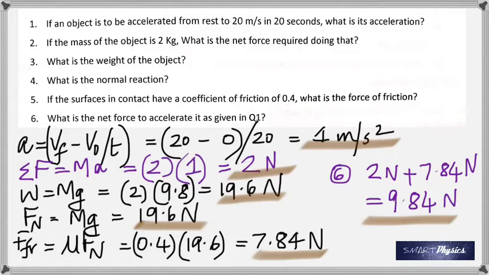What's the frictional force? Be with me, what's the frictional force? Wasn't it 7.84? So if you apply 9.84 and friction is 7.84, what's the net force? 2 newtons. That's what I'm trying to show you. So the net force is 2, the applied force is 9.84.